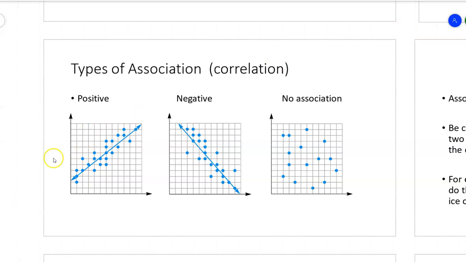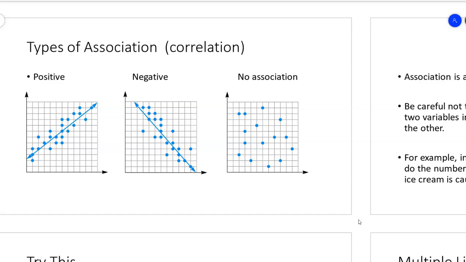So a positive correlation would look like this. Essentially, it's a positive slope. You've got a whole bunch of dots that you've plotted on your scatter plot. As the x's increase, so do the y's. Negative correlation looks like this. As the x's increase, the y's decrease.